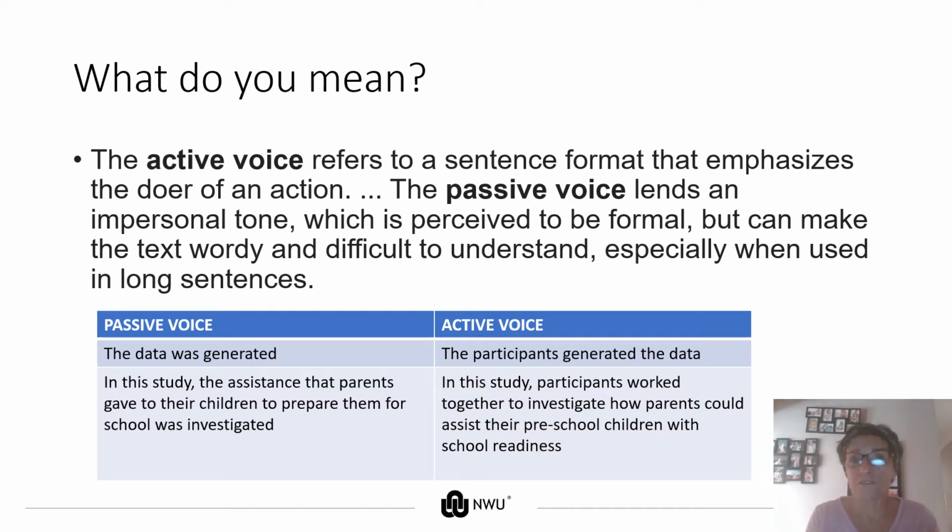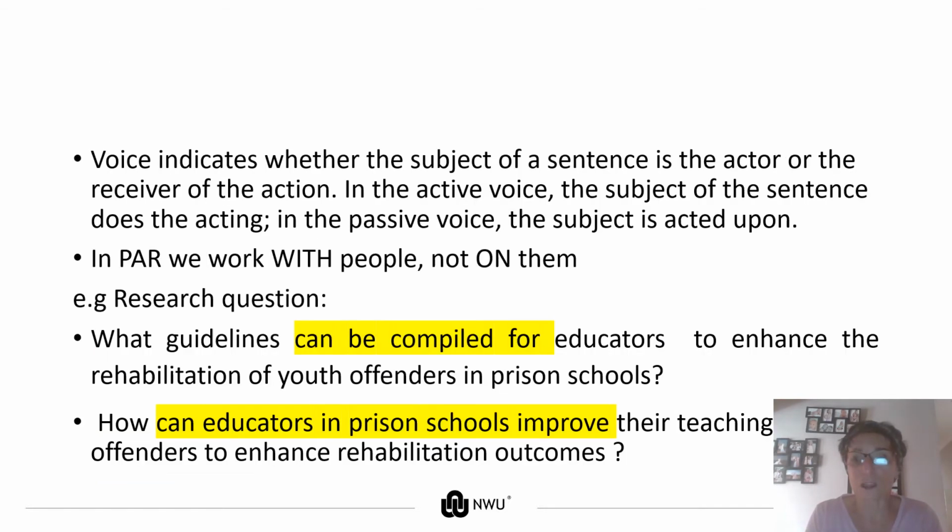It's a philosophical principle of action research that you have to give agency to the people you're working with, or to yourself. Voice indicates whether the subject of a sentence is the actor or the receiver of the action. In the active voice, the subject of the sentence does the acting. So you can see how it goes with action research. In the passive voice, the subject is acted upon. In participatory action research, we work with people, not on them.